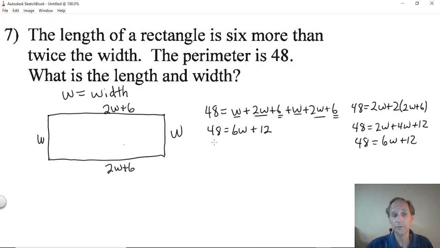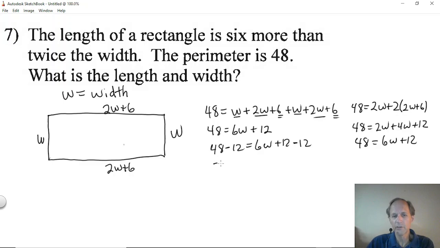Solve for w. Subtract 12 from both sides. I'm going to go back to old school. Back when I was in school, we did this. We said if we subtract 12 from that side, 6w plus 12 minus 12. Subtracted it from both sides. I think some of you have done this. I've done it some this year.